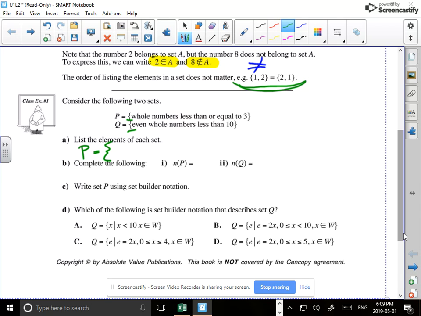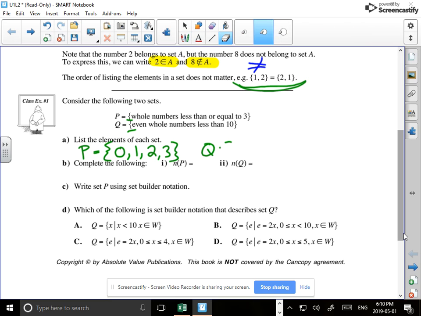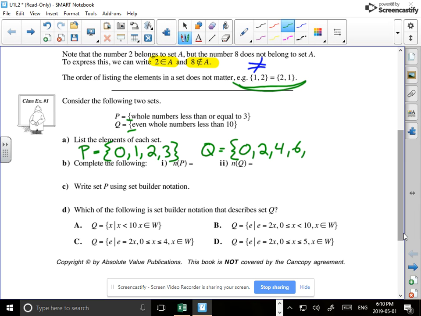In this, we are going to consider 0 because it is a whole number. Whole numbers include the natural numbers. We're going to have 1, 2, and 3. For Q, even whole numbers less than 10 is going to include 0, 2, 4, 6, and 8, not equal to 10. It was just less than 10.